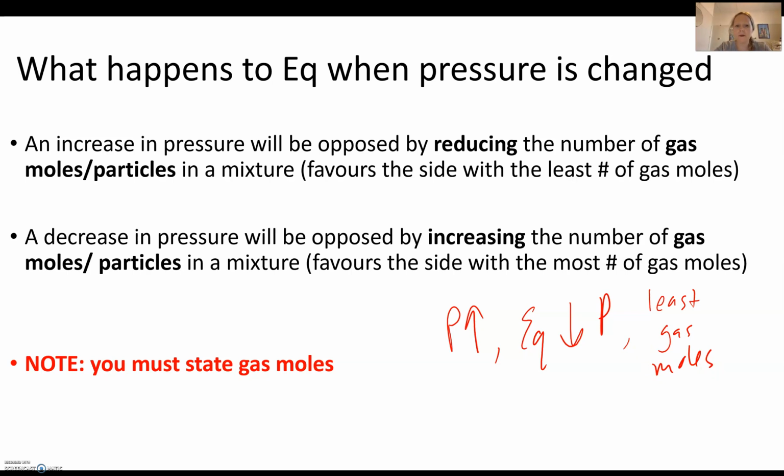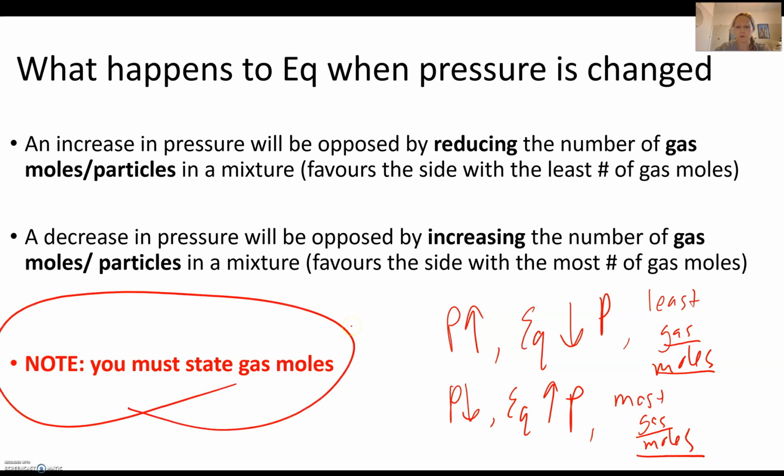The opposite would happen if you decrease the pressure. If the pressure was decreased, the equilibrium would shift to do the direct opposite and try to increase the pressure, and it would do that by moving to the side with the most gas moles. That's because the two ways of altering pressure, as I've stated before, are changing the number of particles or changing the volume. Those are your two rote learnt answers. There's no trick to it. If you can understand that and regurgitate that, you'll get full marks for the pressure question. Now, you must use gas moles. You can't just say moles because these systems only relate to gas. So it's really important.